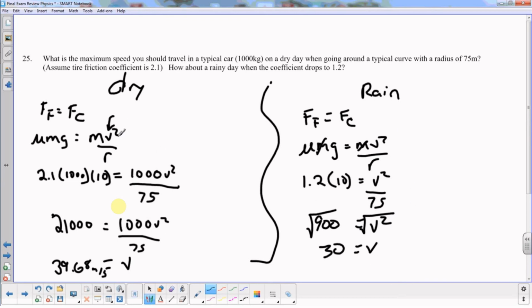Easy. A little bit more difficult just because the numbers are bigger, but you can see we cancel out the masses. We didn't cancel out the masses. It's the same thing. On a dry day, about 40 meters per second. On a rainy day, about 30 meters per second.